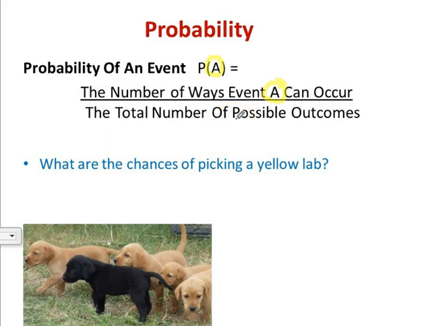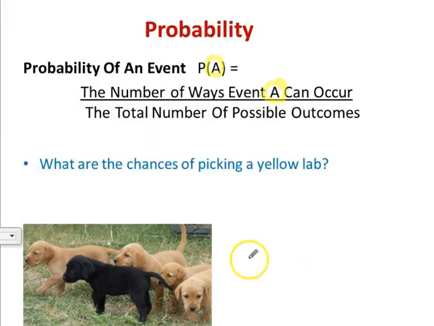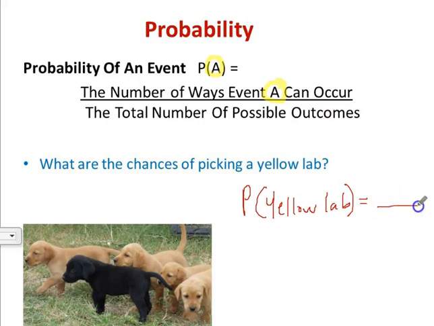So let's look at a pretty easy example. I've got a picture of some cute puppy dogs down here, and I want you to tell me what the chances are, if you were to reach your hand in without looking, that you would pet a yellow lab. So the fancy way we could say is P, and then yellow lab in parentheses. And that means we're trying to find the probability of picking a yellow lab. So how many possible ways can we choose a yellow lab? Well, there's 1, 2, 3, 4. So we've got 4 chances of choosing a yellow lab.